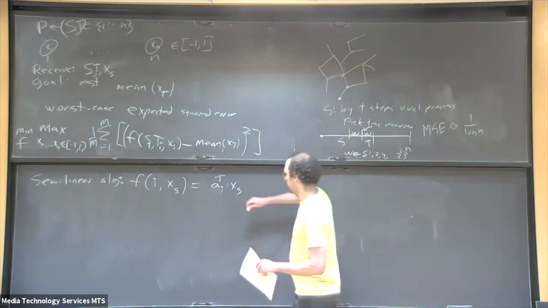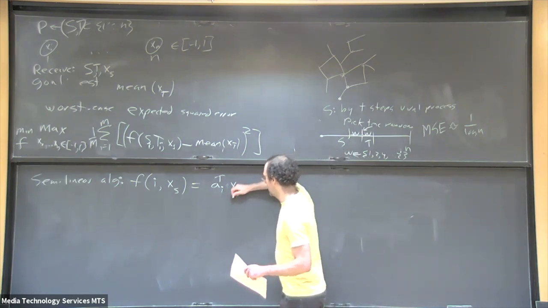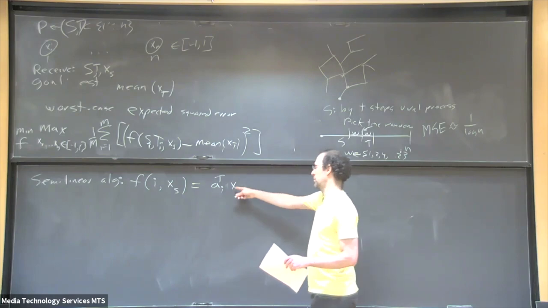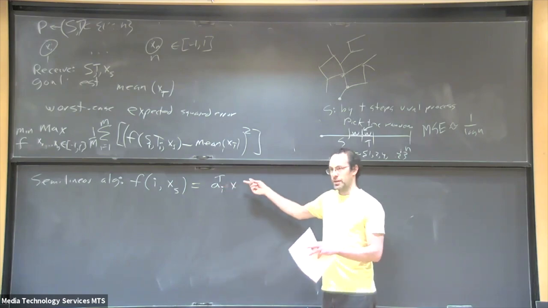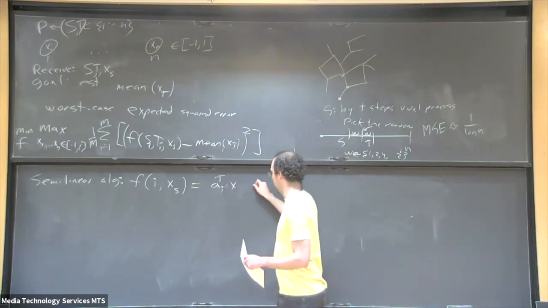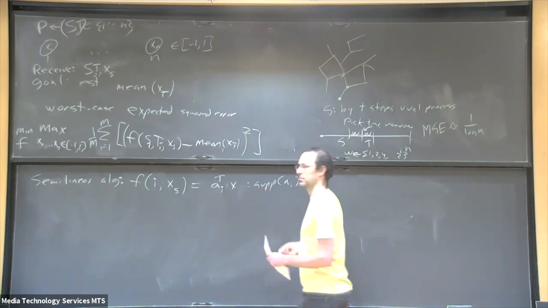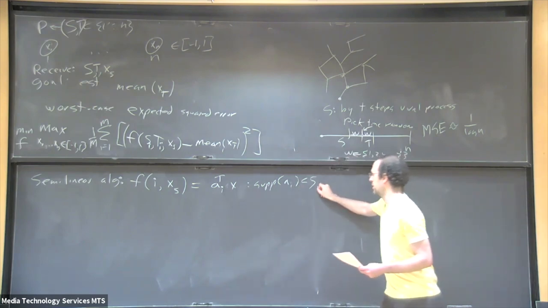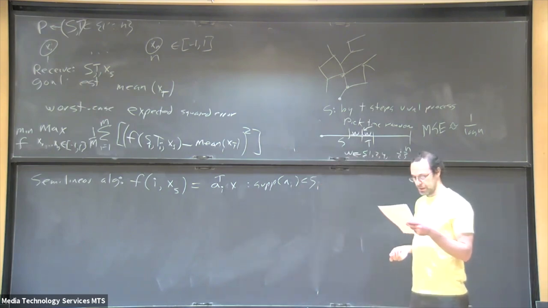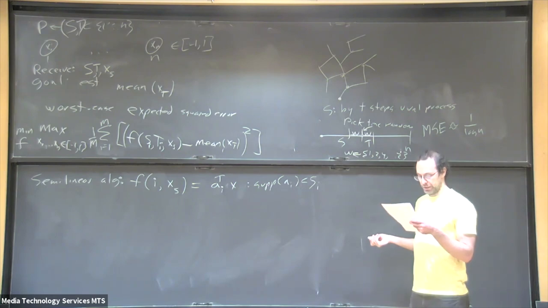Actually, sorry, I'm going to change things a tiny bit more. So instead of X sub S, I'm just going to define this with the restriction that the support of A_i is a subset of S_i. Okay, great. So now things are rather more linear, but still general.